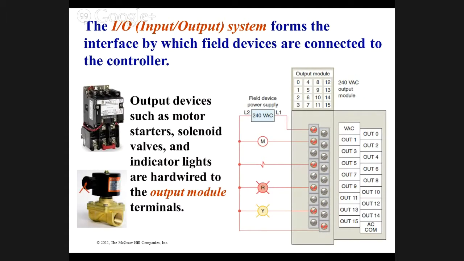Okay, output devices, such as a contactor to start a motor, a solenoid to open a water valve, a light to signal something, a bell, a whistle, anything that's an output. Any of those instances are outputs.